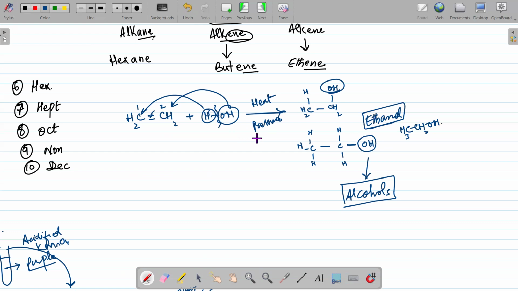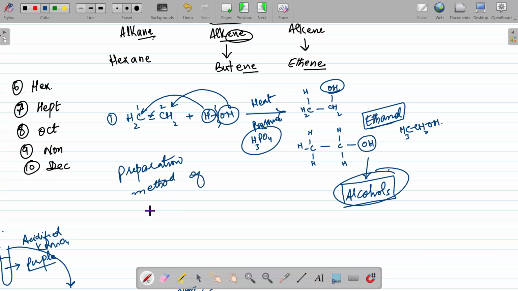Okay, this reaction and the catalyst in this reaction, that is phosphoric acid. This reaction is also useful in our next chapter, which is related to alcohols. So we can use this reaction as a preparation method of alcohols. Is it clear? Yeah. So we can use it for the preparation of alcohols.